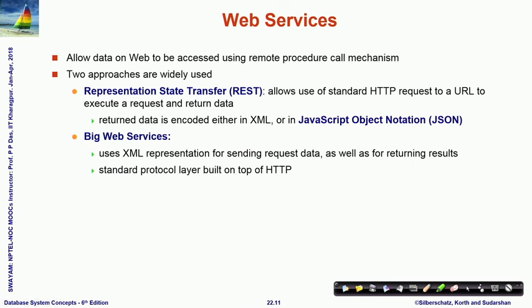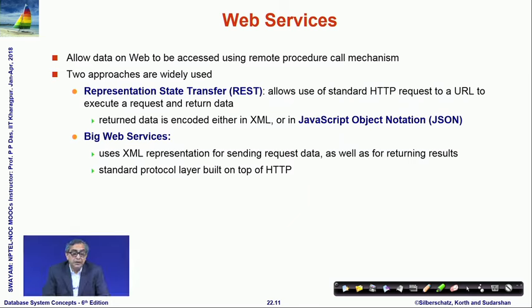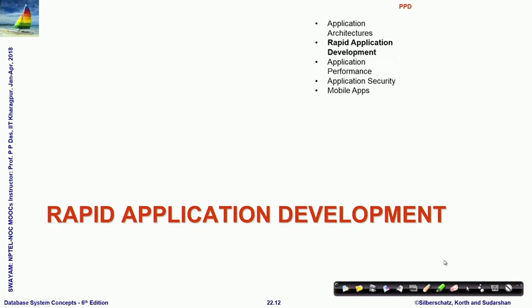There are also several web services that can be used, and you may be getting familiar with that. We will not go deep into this, but I will just mention that a web service is a mechanism through which you can access data from a remote server using what is known as a remote procedure call. Today a very common approach for this is called REST, representational state transfer, which allows a standard HTTP request to a URL to execute a request and return data, and several of the web services are based on that. Another are the big web services which you must have heard of, but I just mention them at this point because it is contextual, but we will not get into those in this course.